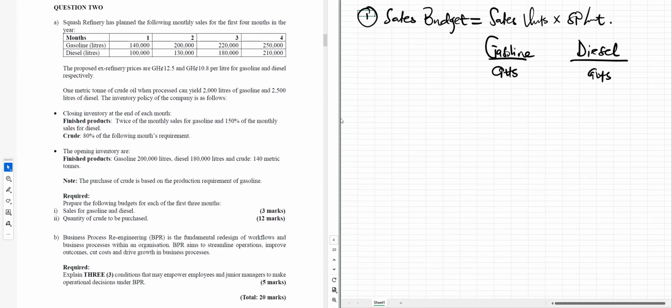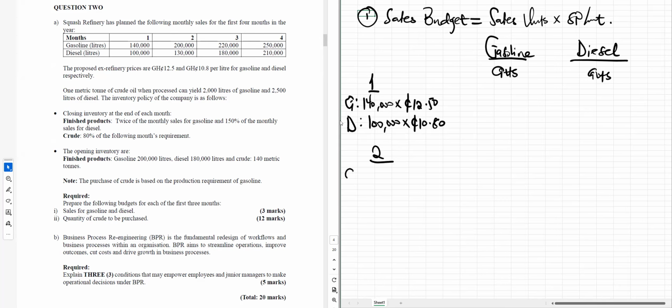So for gasoline, I'll take month 1, the first month. For gasoline, it was 140,000, but the selling price was 12 cedis 50 pesewas. Then for diesel, 100,000 by 10 cedis 80 pesewas. Do you all agree?